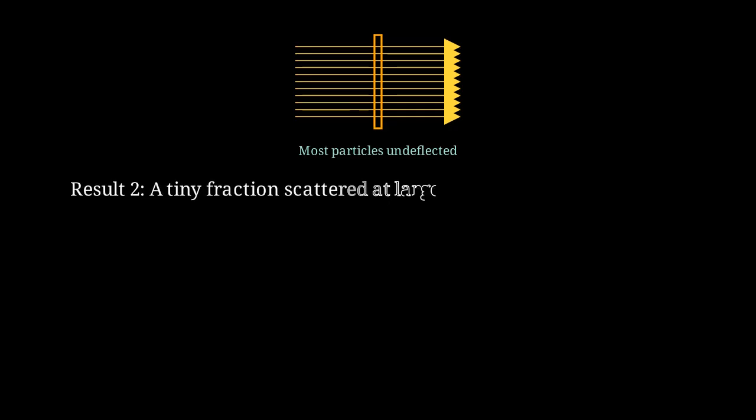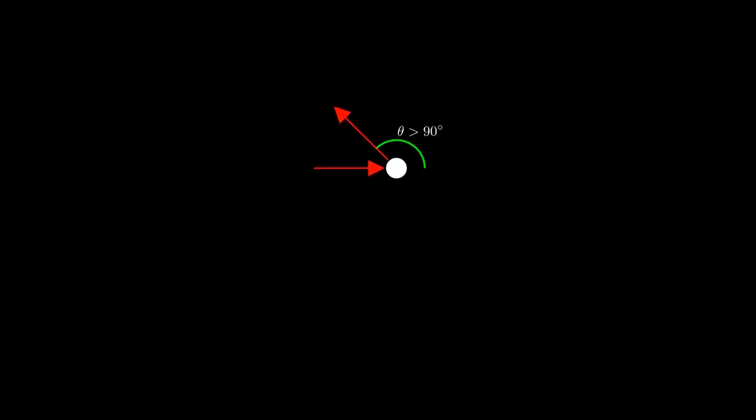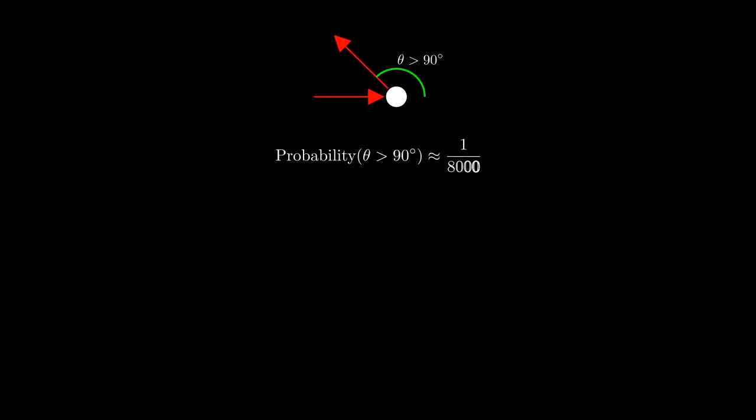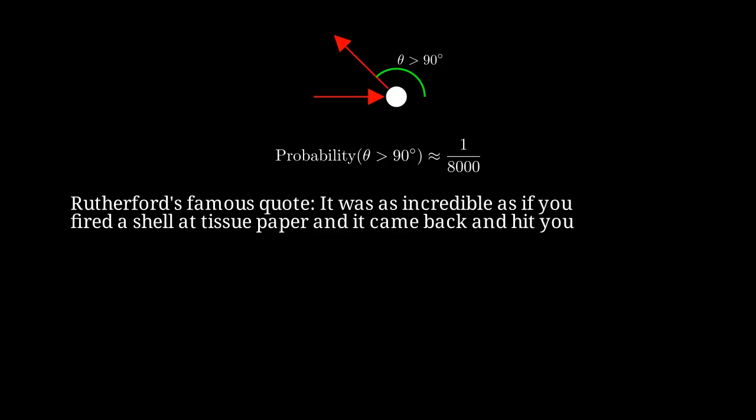But here's the shocking discovery. A tiny fraction of alpha particles, about 1 in 8,000, were deflected through angles greater than 90 degrees. Some particles even bounced straight back, scattered through angles exceeding 90 degrees, even approaching 180 degrees. The probability of scattering through angles greater than 90 degrees was approximately 1 in 8,000. Rutherford later said this was the most incredible event of his life, comparing it to firing a 15-inch artillery shell at tissue paper and having it bounce back.